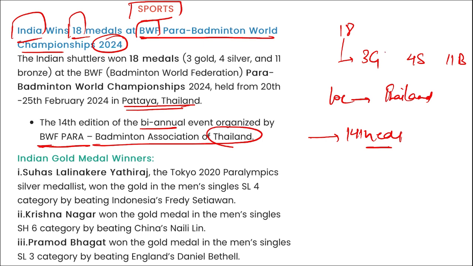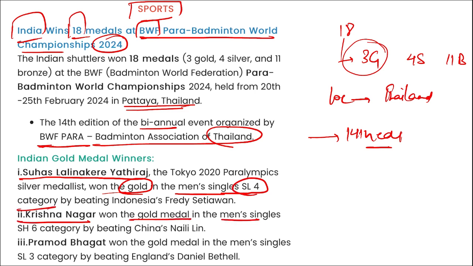Then from India, we saw that a total of 3 gold medals were won. Suhas Lalinakere Yathiraj has won the gold medal in the men's singles SL4 category. Krishna Nagar won the gold medal in the men's singles SH6 category, and Pramod Bhagat won the gold medal in the men's singles SL3 category. So these are the 3 gold medals won by Indian badminton players during the BWF Para Badminton World Championship 2024, and a total of 18 medals were won by India.